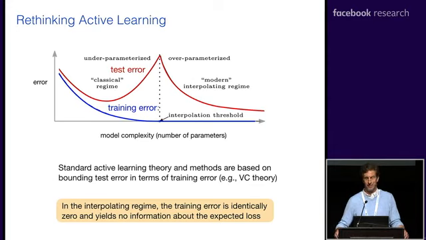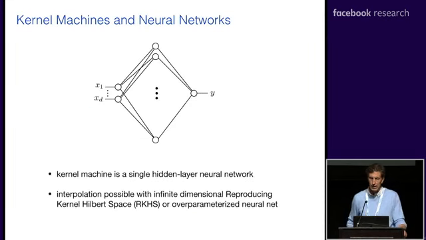So we need to think about something other than just looking at the training error as a means of selecting good models. What I'm going to talk about now are some preliminary results and experiments with kernel machines and neural networks. Kernel machines are single hidden layer neural networks, and I'm going to focus on just the single hidden layer case. Interpolation is going to be possible here if we're using, say, an infinite dimensional reproducing kernel Hilbert space, or if we have an over-parameterized neural network.